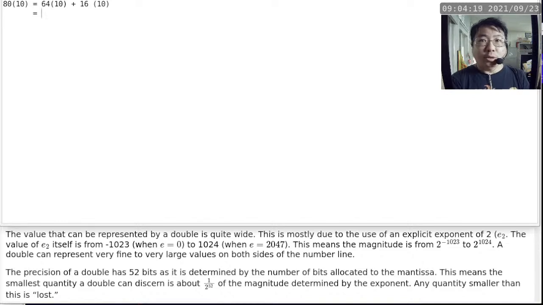64 being 2 to the power of 6 in base 2 is going to be represented as 1 followed by 6 zeros. 1, 2, 3, 4, 5, 6. Okay, so now it's a base 2 number. And then 16 is 2 to the power of 4, which means in base 2 it is 1 followed by 4 zeros. And now this is a base 2 number. Once I add these two numbers using binary addition, I end up with 1010000 in base 2. So that's the usual base conversion thing.